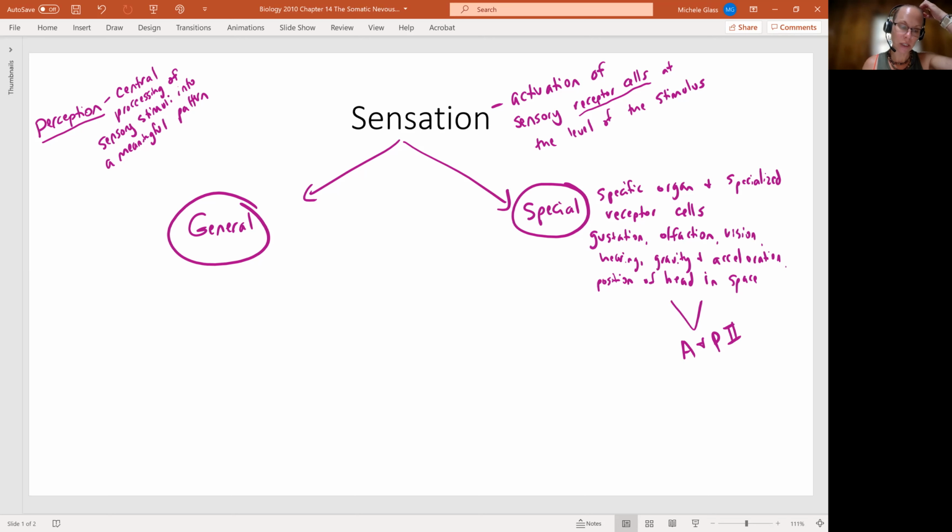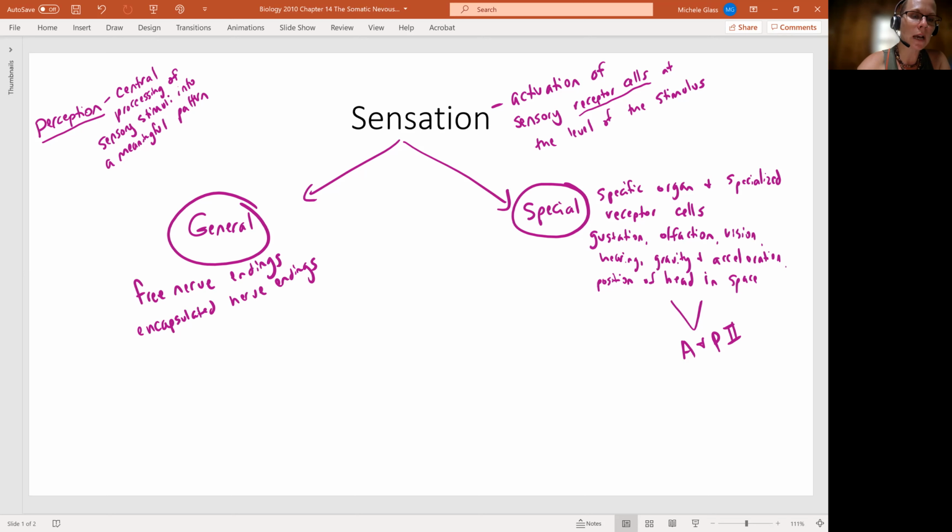When we're talking about general senses, this is where we're talking about free nerve endings, or those encapsulated nerve endings. So these are more widespread throughout the body. We have these receptors just embedded in structures of other organs. We talked a lot about this in our integumentary system.